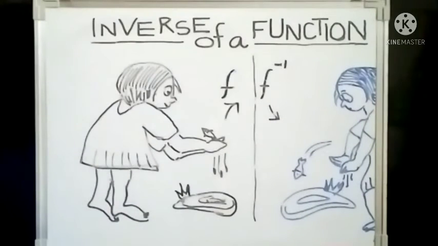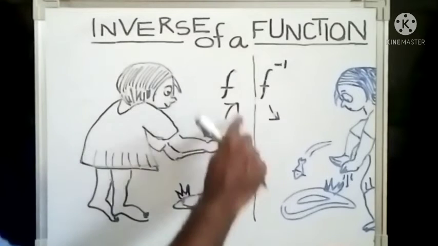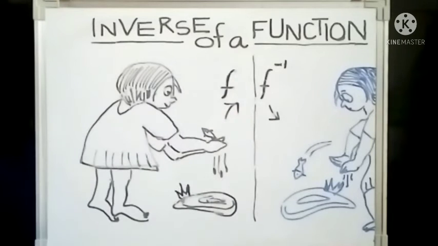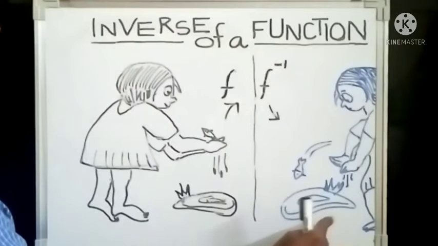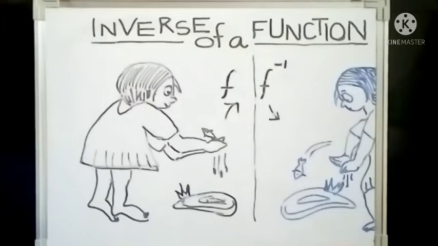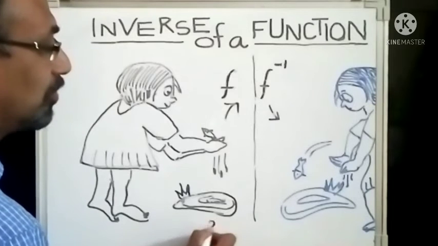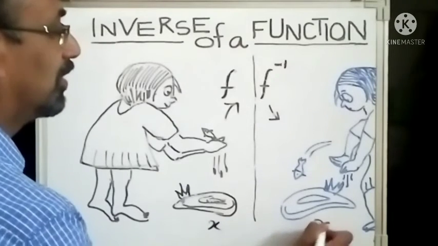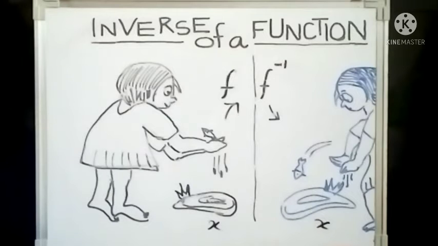Thus, if we apply f after f inverse, the input, that is the fish in the pond, comes to be the fish in the pond. This is the same as x becoming x itself. This is the same as applying the identity function in mathematics.